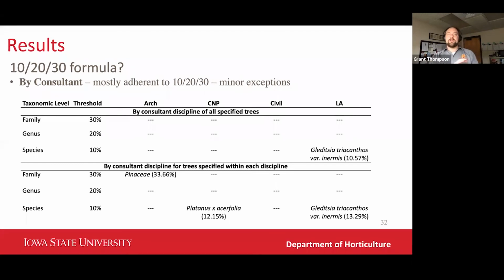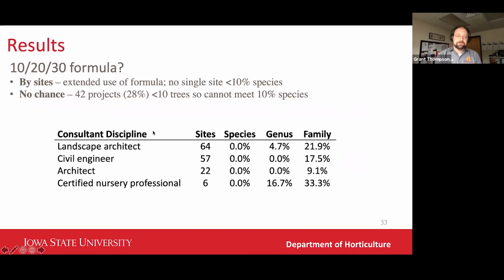If we look at consultants, are any consultants particularly bad at violating 10-20-30? Generally, no. And when they do, it's not by much. So we see a little bit of creep in our honey locusts. It looks like the certified nursery professionals are using sycamore maybe a bit more than they should, and things in the pine family maybe a little over by architects, but nothing grossly exceeding 10-20-30.